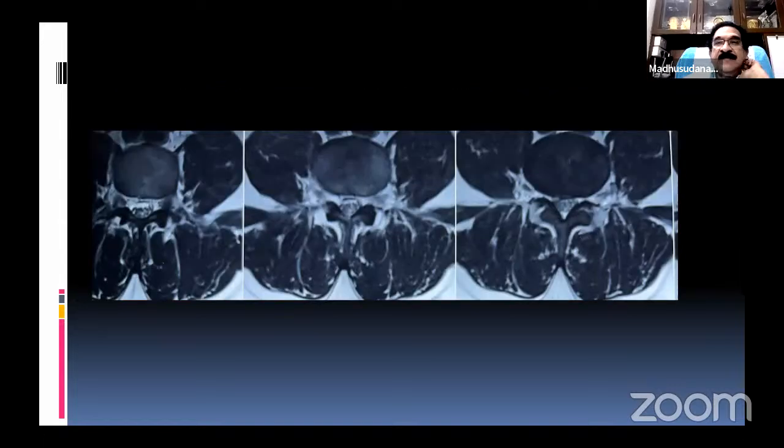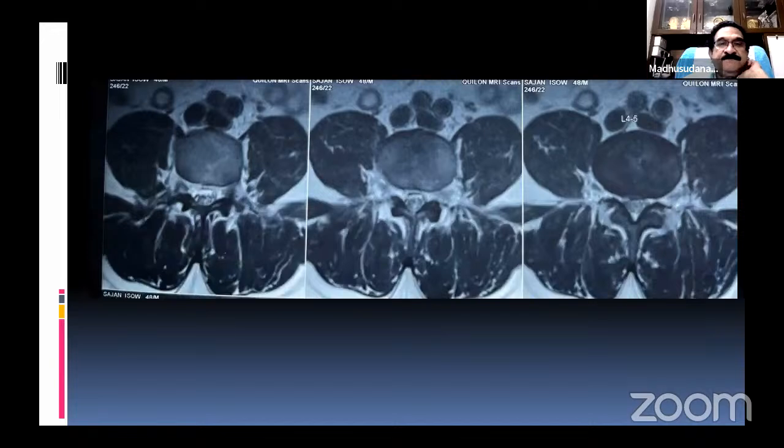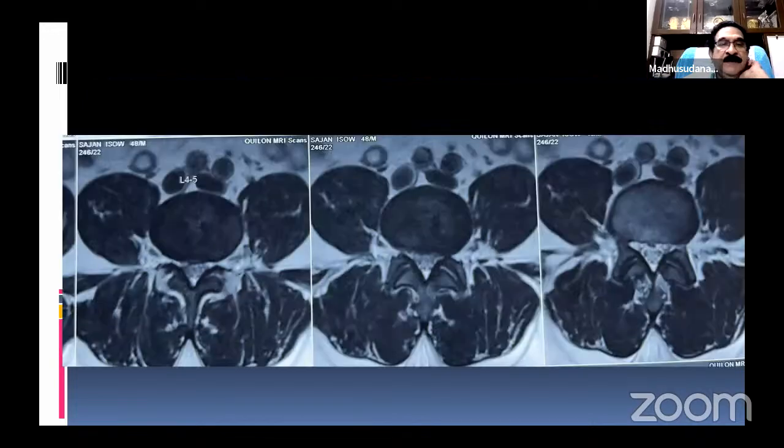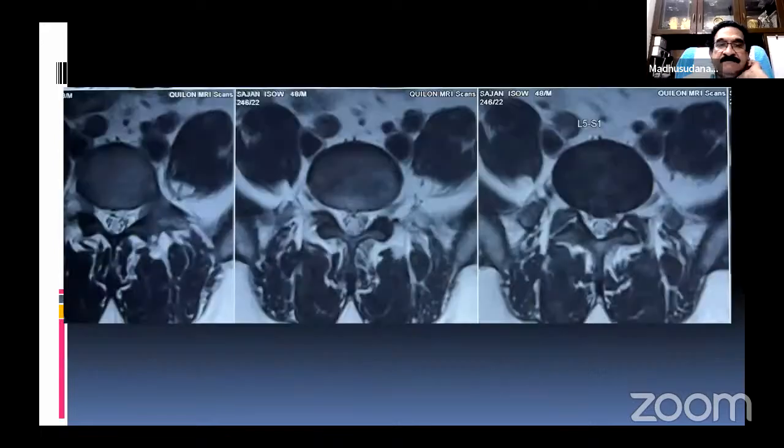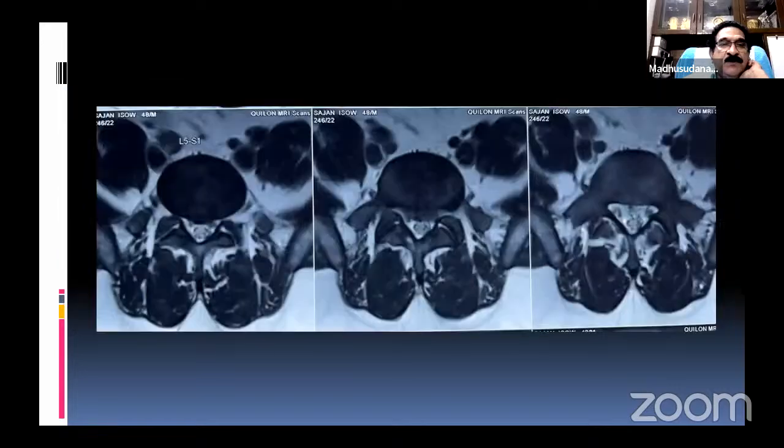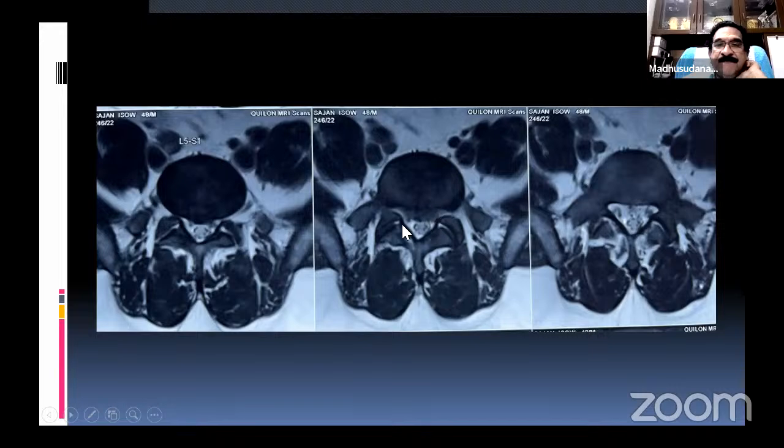That level is not marked. Then L4 L5, L4 L5 lower part, then L5 S1. There is L5 S1 lower part. There appears to be some disc here.